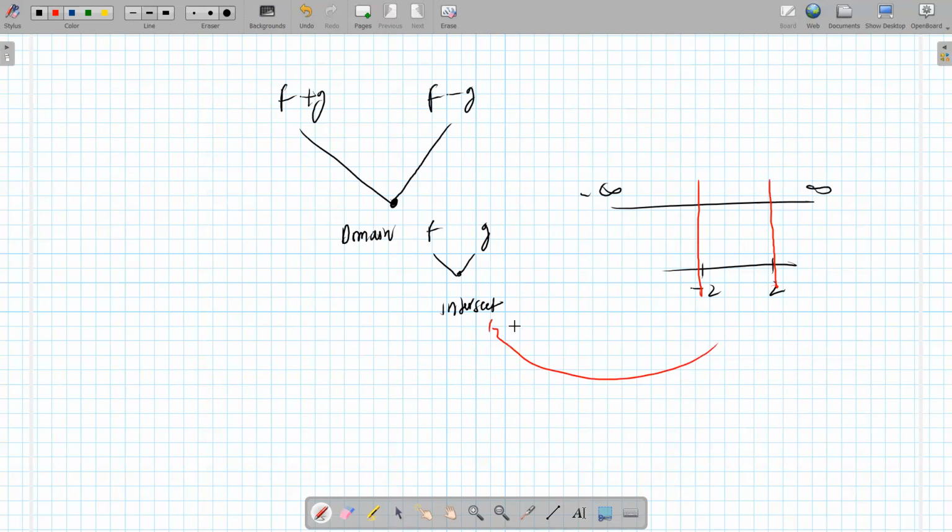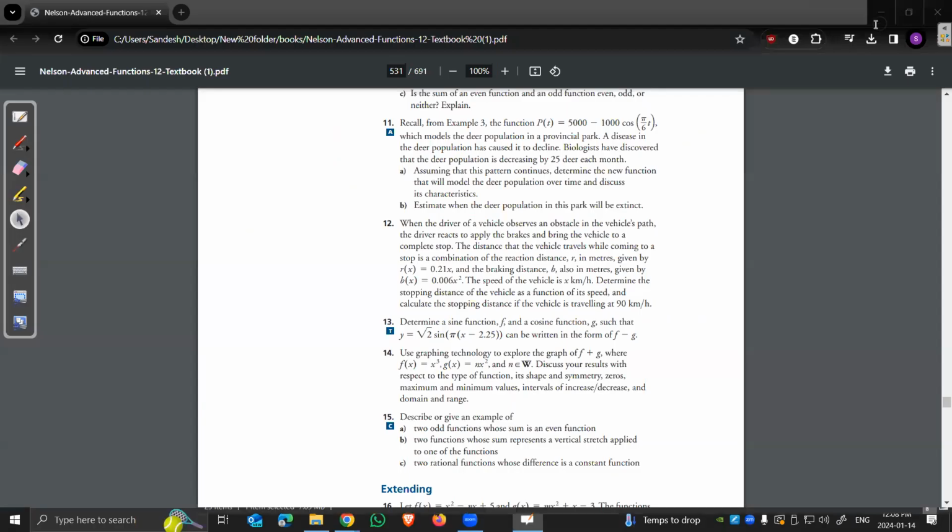So the domain for f plus g or f minus g, you'll see this later, f times g or f divided by g, doesn't matter. As long as you're trying to combine your functions, the domain is going to be where both of them intersect. This is an important idea here. If one of them is infinite, like the first one up here, then it's going to resort to the lower domain of the two. We'll do a bunch more examples here.